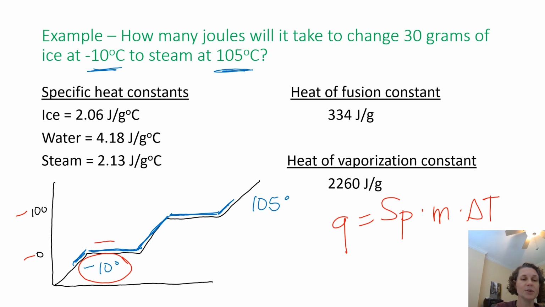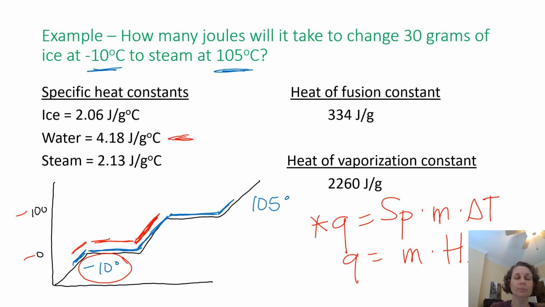Then we are going to melt it in that segment, which is Q equals M times HF. And then we heat that water up. It's a liquid now, so we heat it up. And so we're going to use this formula again, and this time use the SP for water. And then we boil it. So then we use our last formula, the Q equals M times HV.